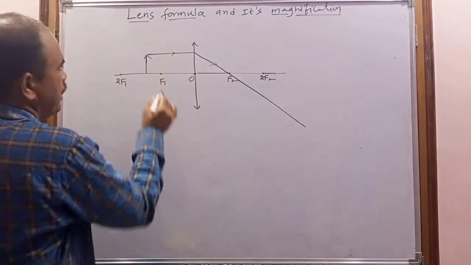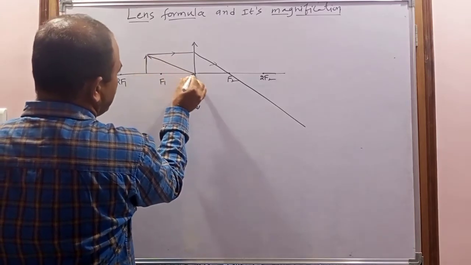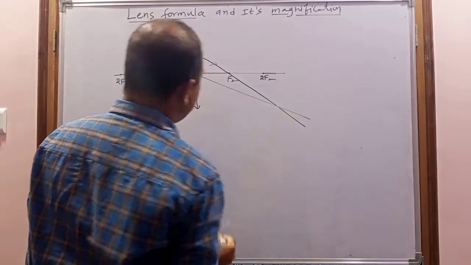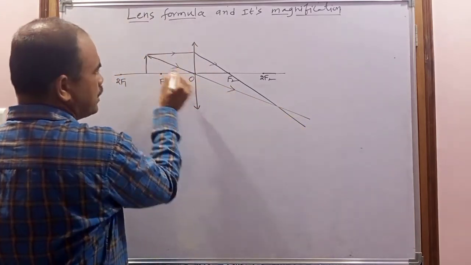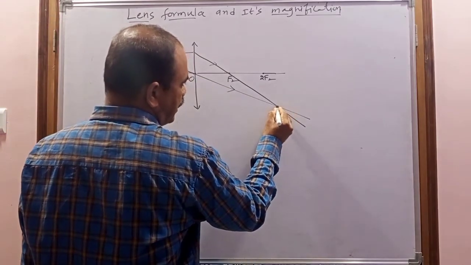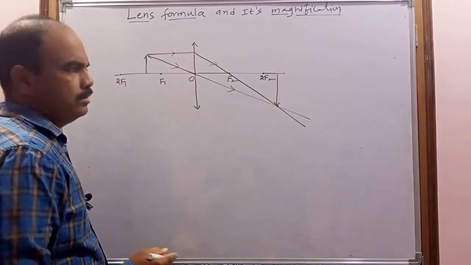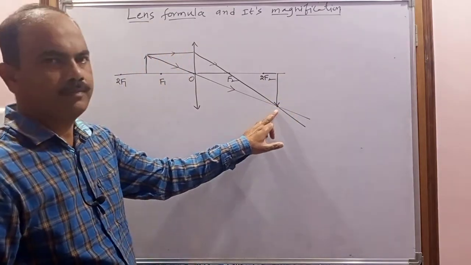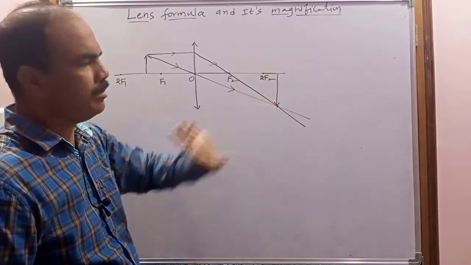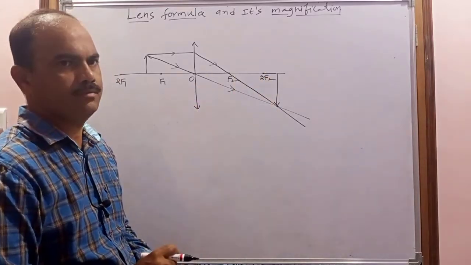Next, I am taking another incident ray that passes through the optic center. It continues along the same path. Where the refracted rays intersect, the image is formed. This is a real image, it is inverted and magnified, and it is formed beyond 2F2 or beyond C2.